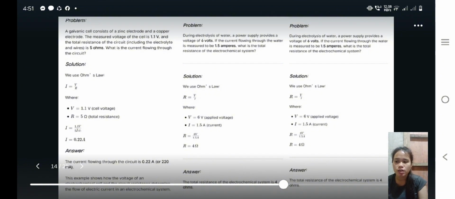So it's really simple. And during electrolysis of water, a power supply provides a voltage of 6 volts. If the current flowing through the water is measured to be 1.5 amperes, what is the total resistance of the electrochemical cells? So we're finding again the R. So just put the given, then the answer is for resistance. That's it.